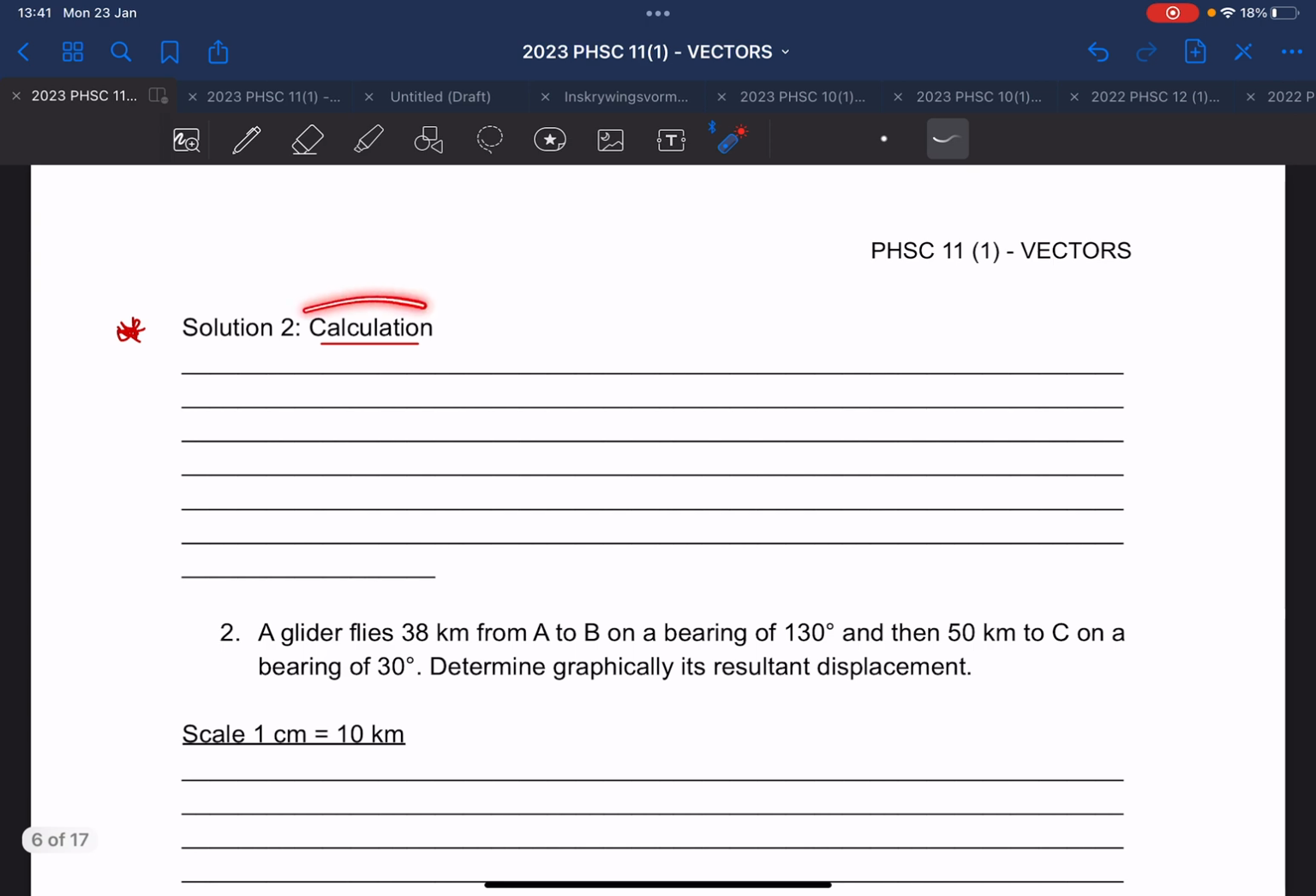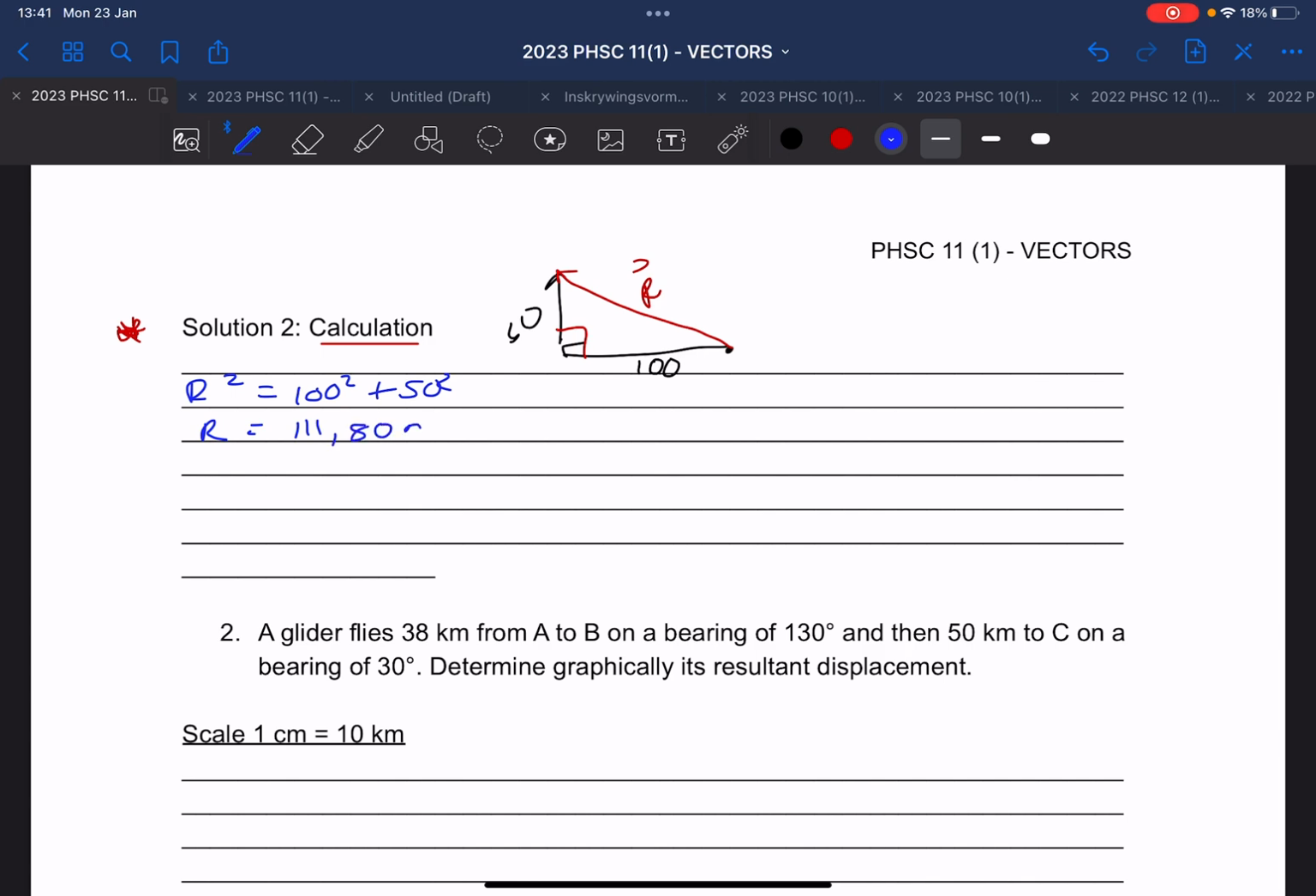Or we can do this with a calculation. So I'm just going to show this again. So this is 100, and that is 50. So your resultant will be from there to there. Now, because this is a 90-degree angle, we can use Pythagoras to calculate the resultant displacement. So when you do that, you get it to be 111.80 meters. So that is the size of the resultant displacement.